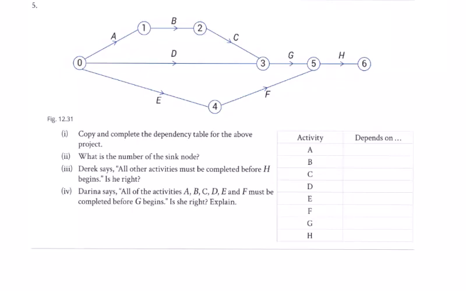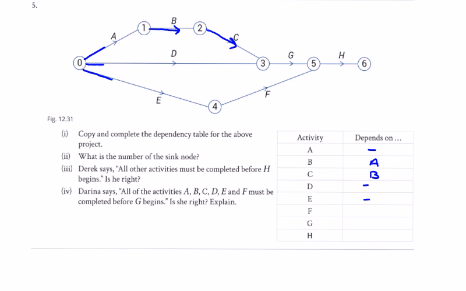So in number 5, we're asked to complete the dependency table, and we can see here that with no dependency we have A, D and E. B definitely depends on A. C depends on B.